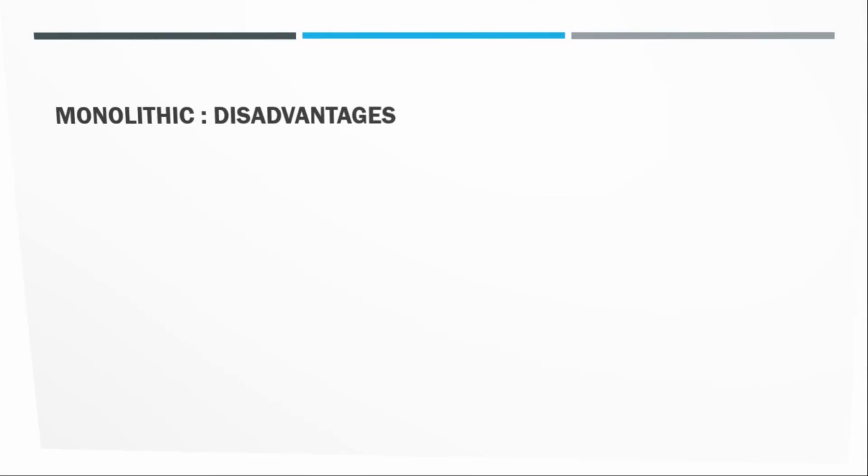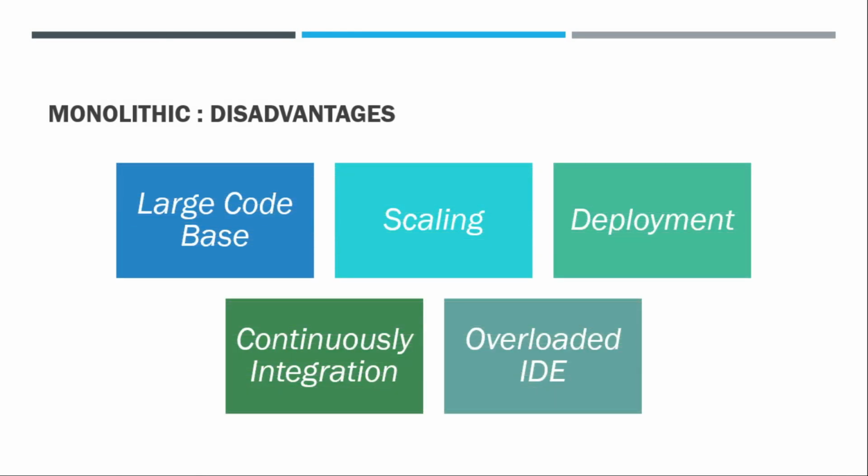Now let's see what its disadvantages are. The very first disadvantage is the large code base, as all the modules lie in the same application in the same build, which creates a very large code base. The next one is scaling. To scale any monolithic application, we have to scale the whole application as it is in a single build.